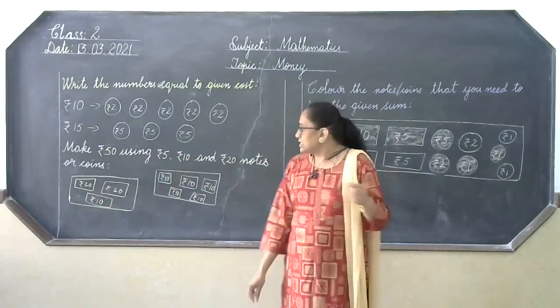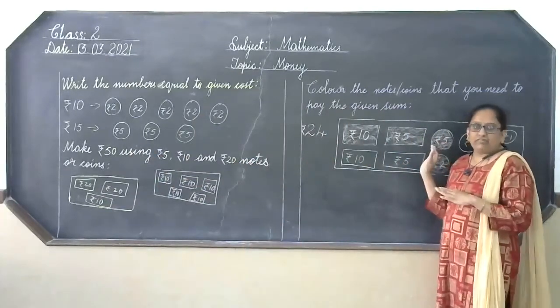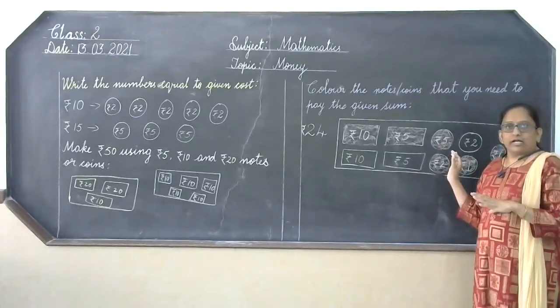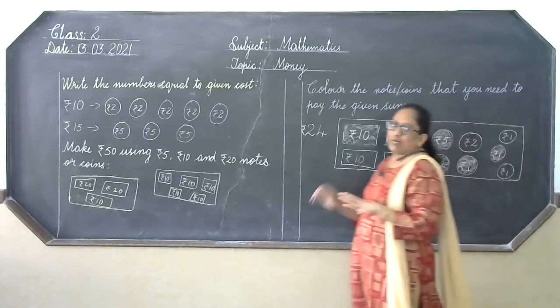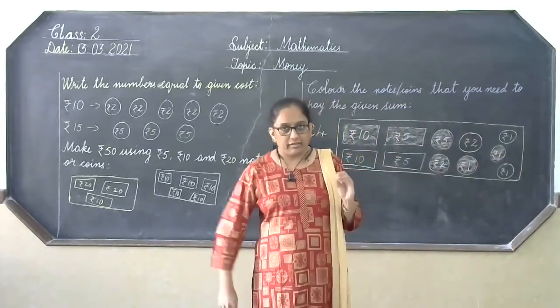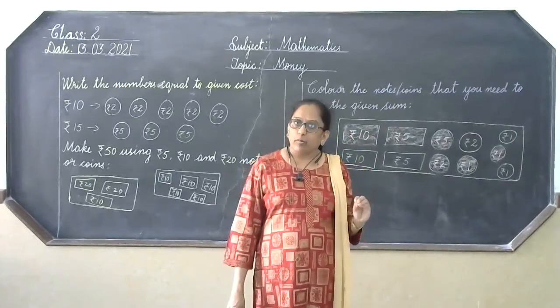Understood, children? So in this also, you have to color. The notes will be given here, but you have to color and choose. Understood, children? Now you have understood, I think. So go through the video twice or thrice, and then you will understand it properly.